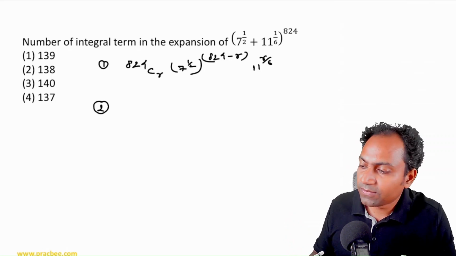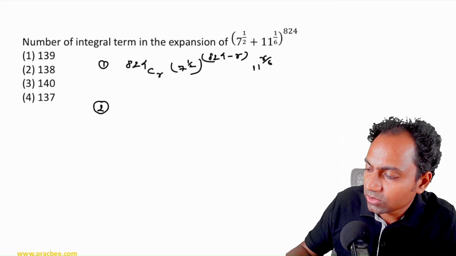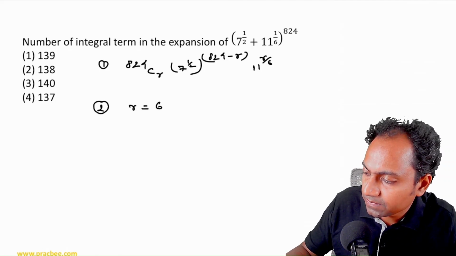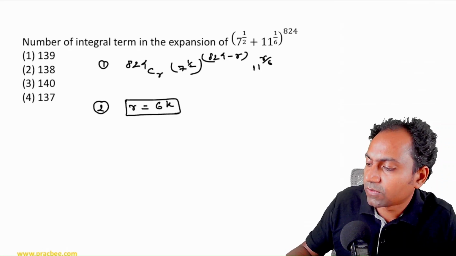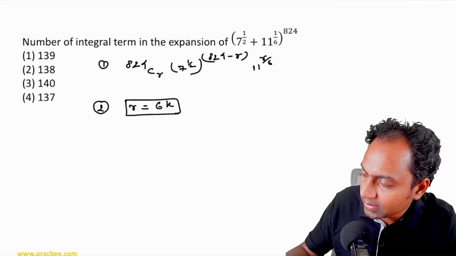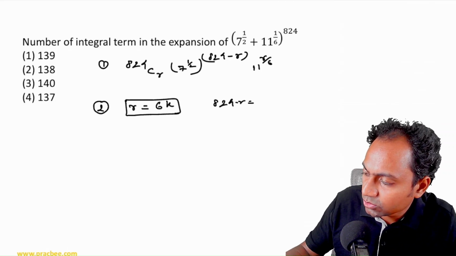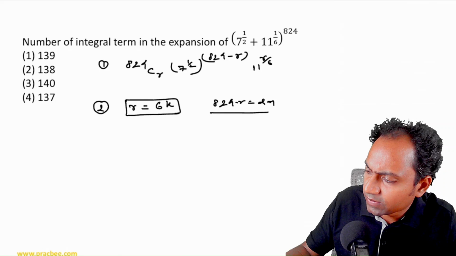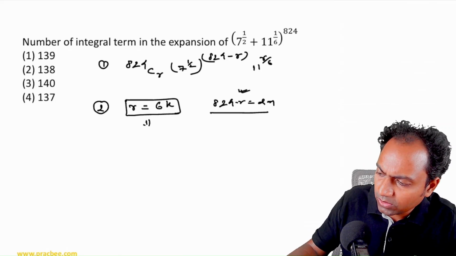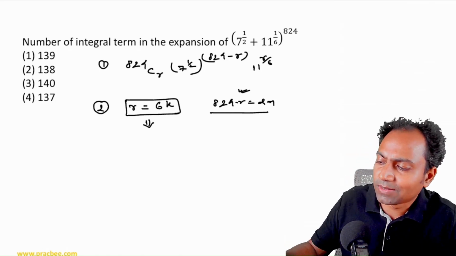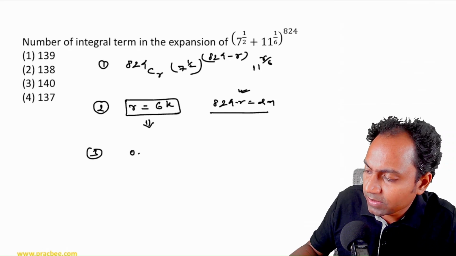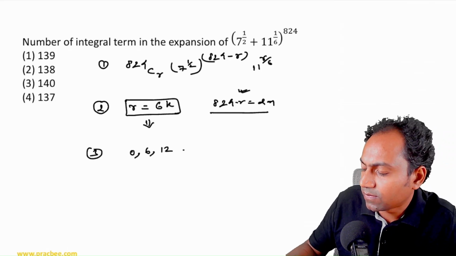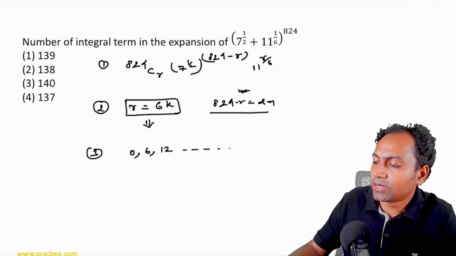So now what we are going to do in order to do that, R should be a multiple of 6. It should be of this form. And when this is of this form, 824 minus R should be a multiple of 2. Now this is obvious because when R becomes even, this condition will automatically get satisfied. So what I want is this term. What they're asking is the number of such terms. If I put the value of K as 0, this will become 0, 6, 12. So what we want is how many terms will be in this series.